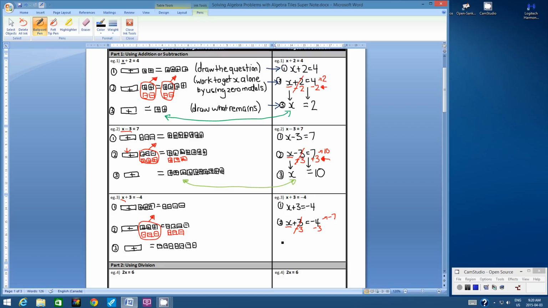Okay, so step 3, we draw what remains. What remains is x. This cancels each other out. This is an equal sign, and we already determined that our answer was negative 7. Okay? Now again, this diagram should equal this algebraic solution. That's one way of checking your answer.